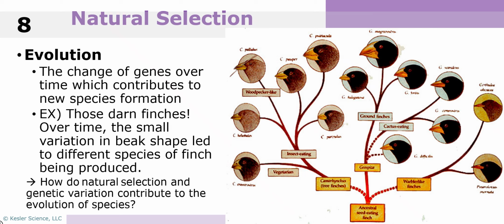So the question is, how does natural selection and genetic variation contribute to species evolution? Well, the genetic variation is going to be the thing that is naturally selected for. Certain organisms with certain traits will survive in certain environments. The organisms with less desirable traits will die off, and eventually that change in the genetics will lead to a certain species being produced.